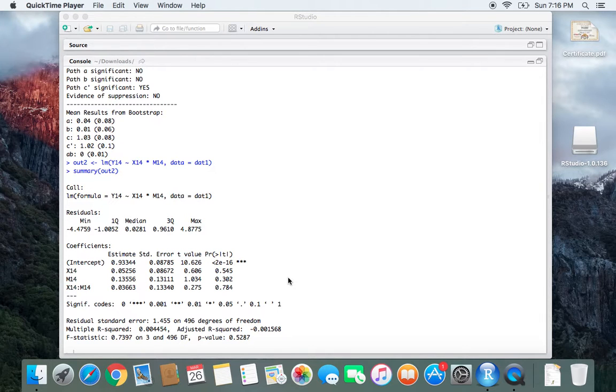So in conclusion, neither mediation nor moderation are occurring in the 2 sets of data that I chose to analyze. And this is the end of my Module 2 demonstration.